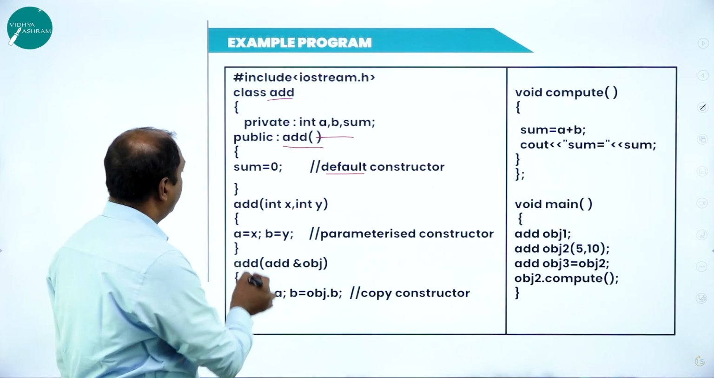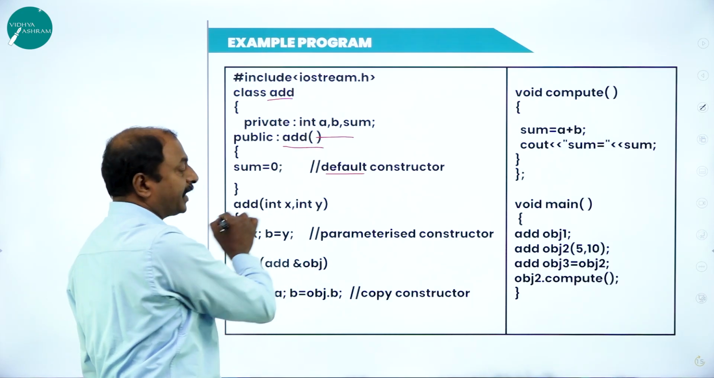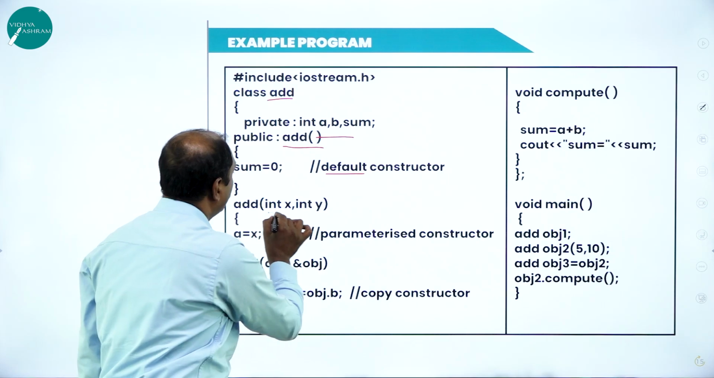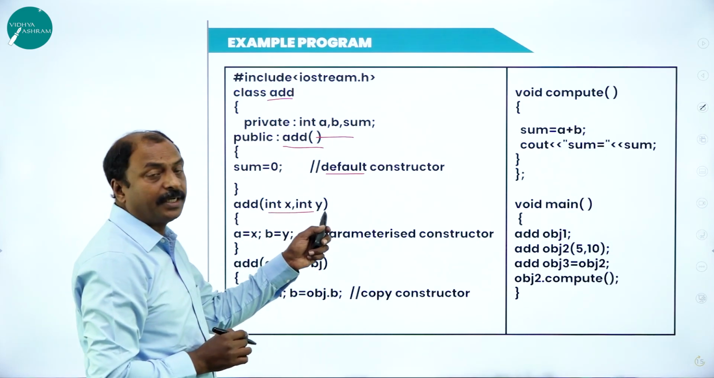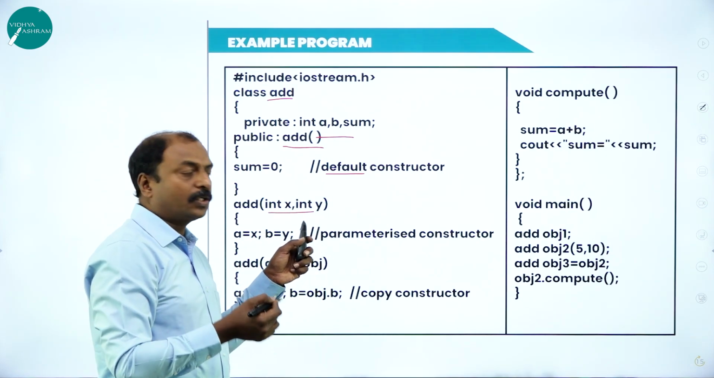Next one is add, the name of the class is the same, so it is a constructor, but it has two arguments, int x comma int y. There are two parameters or two arguments.